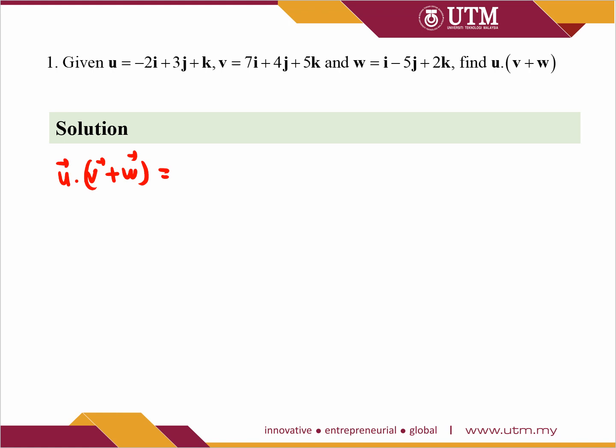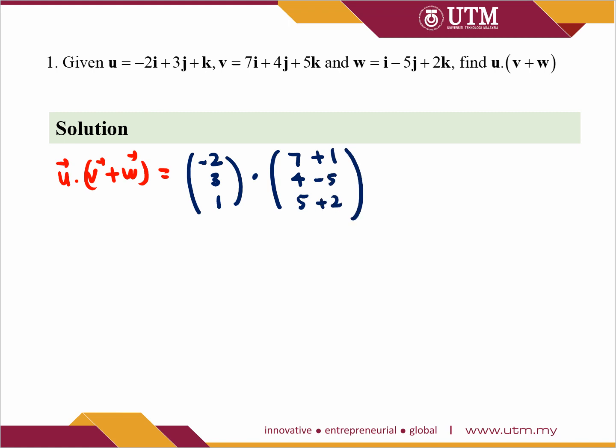Given u is (-2, 3, 1), dot with v plus w. So v is (7, 4, 5), plus w, which is (1, -5, 2). This one refers to vector u, and this row refers to vector v plus w.